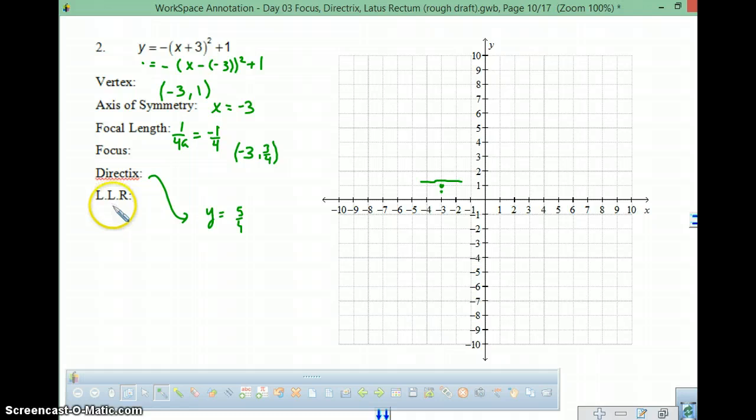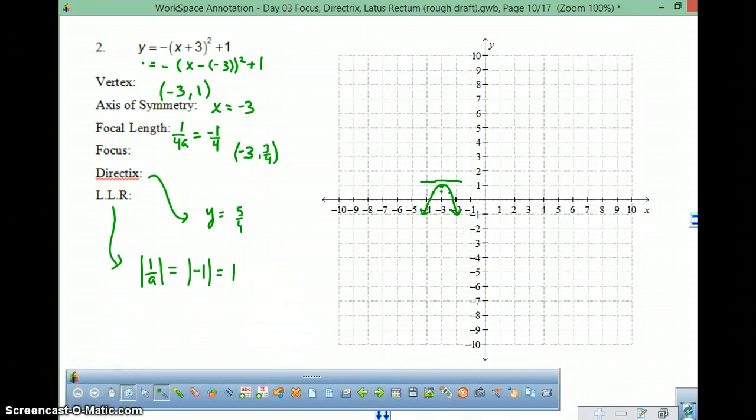The length of the latus rectum is going to help me figure out how to graph that well. It's a little hard when it's so small. But 1 over A, absolute value, equals, in this case, negative 1, which is just the same thing as 1. So I know that this is the length of the latus rectum. This is my parabola.